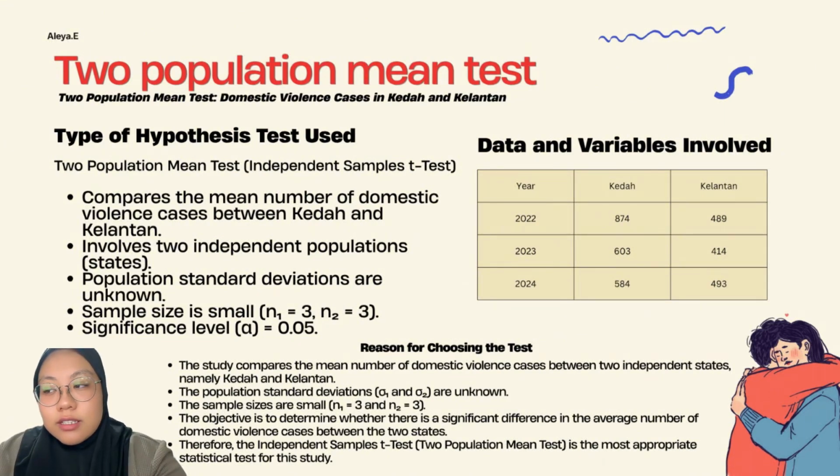The statistical test used is the independent sample t-test, which is a two population mean test. This test is appropriate because we are comparing two independent populations. The population standard deviation is unknown and both sample sizes are small.